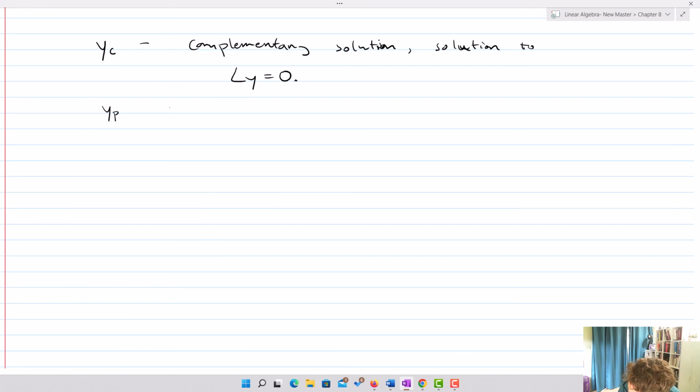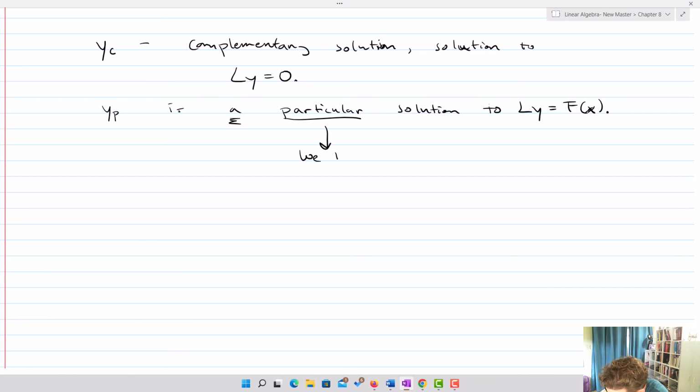Then YP is a particular solution to Ly equals f of x. It's going to be a particular solution, not necessarily all of them, just one of them, to Ly equals f of x. Remember, for a particular solution, we have an initial condition and we can solve for C. Consequently, these two things, YC and YP, are going to be really important for us, because it turns out that the solutions to all non-homogeneous differential equations are of the form YC plus YP.